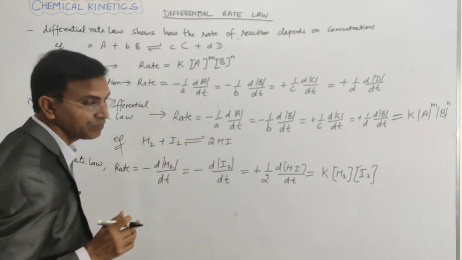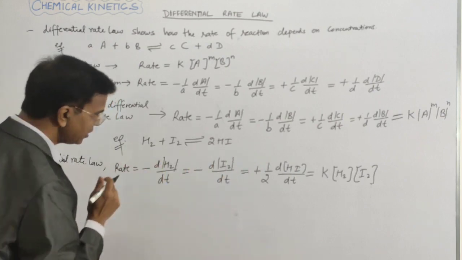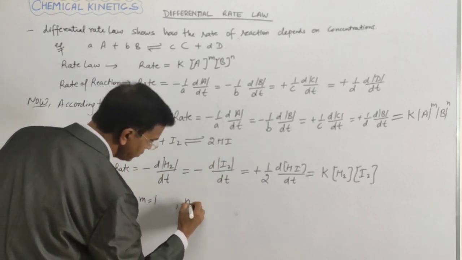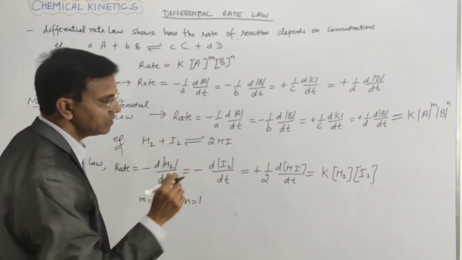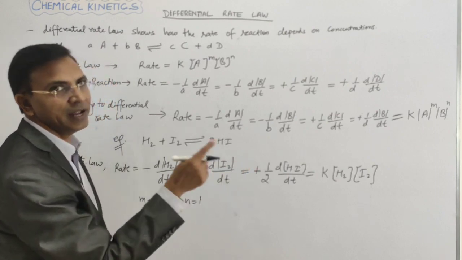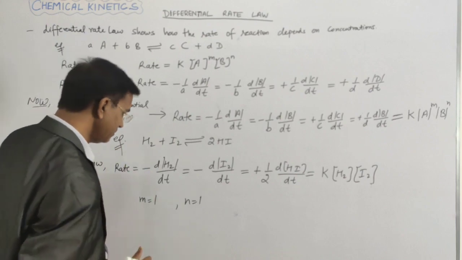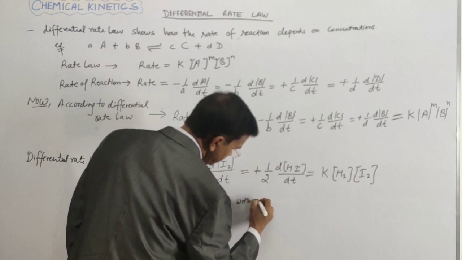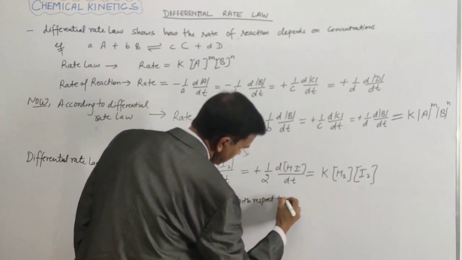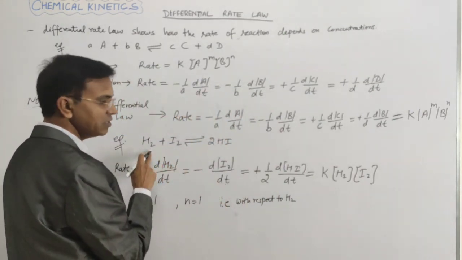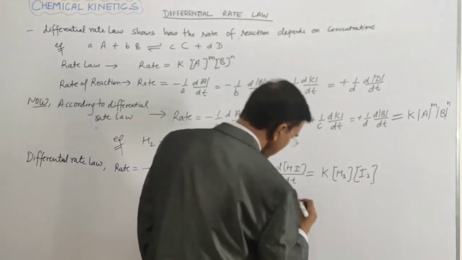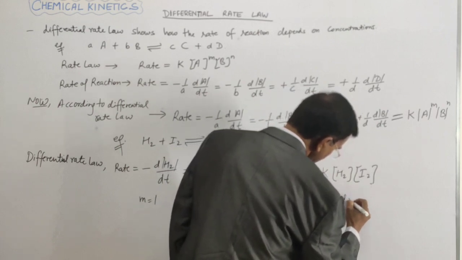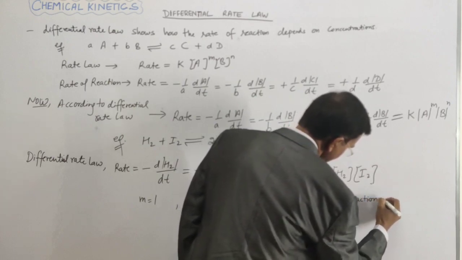So this is the differential rate law of this given reaction, H2 plus I2 gives 2HI. Here you can observe that the value of m is equal to 1, and the value of n is equal to 1 also. That means for this reaction the experimentally calculated m and n values are 1. That is, with respect to hydrogen, this reaction is first order. The order of reaction is equal to 1.